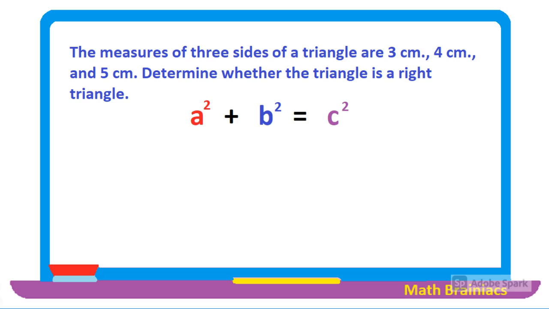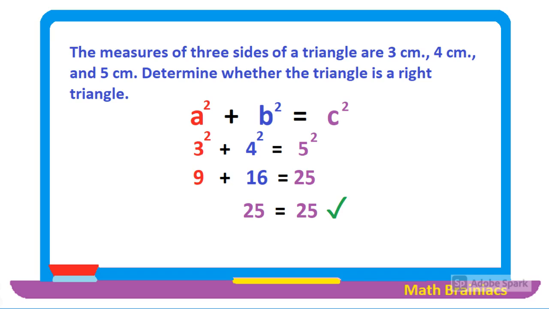Applying the Pythagorean theorem formula, a square plus b square is equal to c square. We're just going to substitute the given values into the equation. Therefore, 3 square plus 4 square is equal to 5 square. 3 square is equal to 9, 4 square is equal to 16, and 5 square is equal to 25. Accordingly, 9 plus 16 is equal to 25. Since 25 is equal to 25, we can conclude that the triangle is a right triangle.